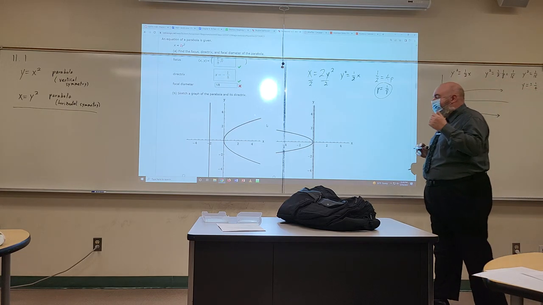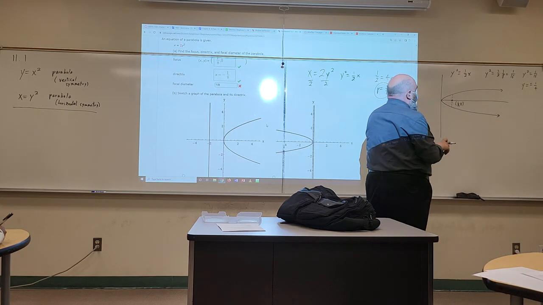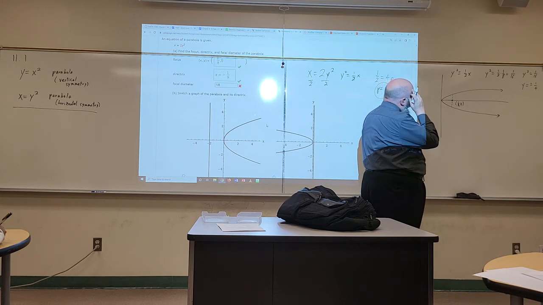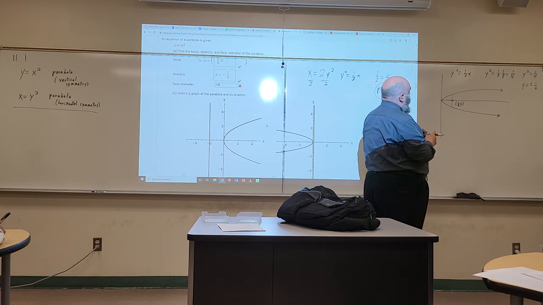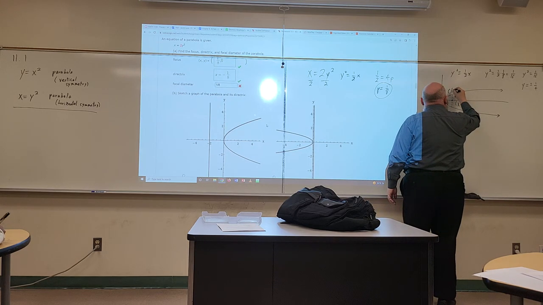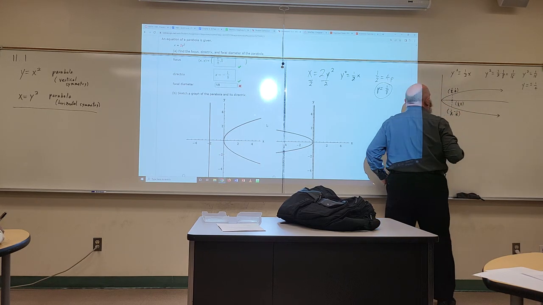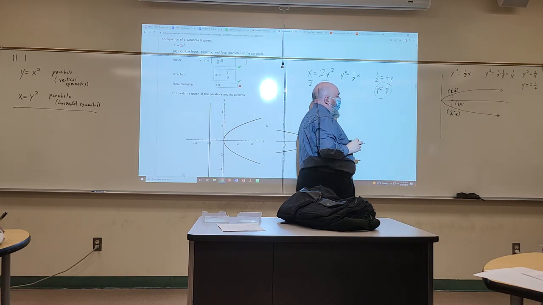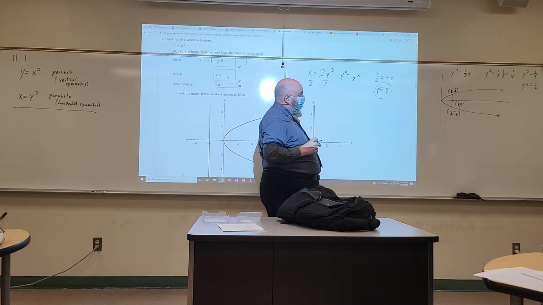Plus or minus 1/4. Yes. So if this is the point 1/8, 1/4, and this is the point 1/8, -1/4, what's the diameter between them? 1/2.